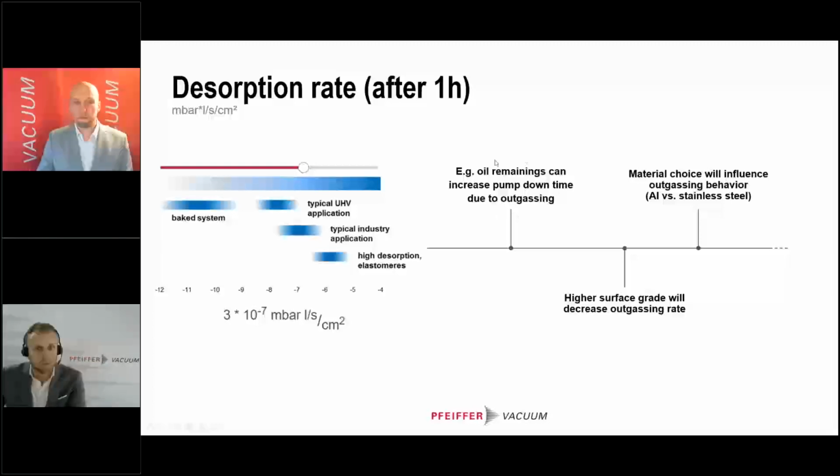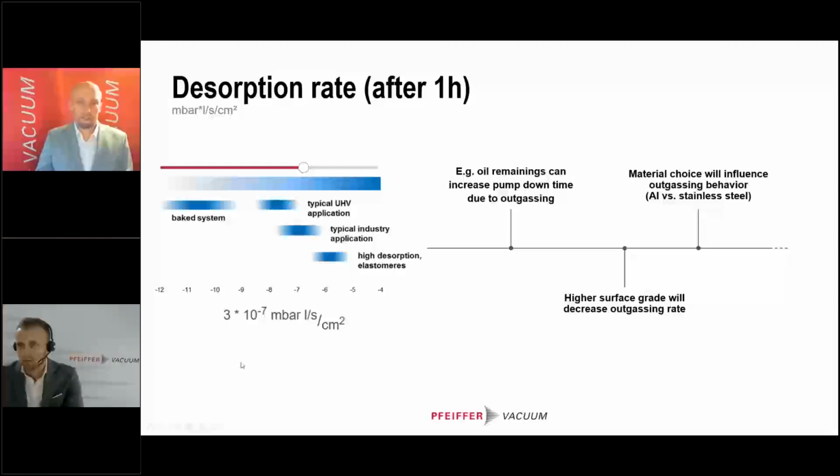What we've also mentioned before, oil remainings can increase your pump down time due to outgassing, and so can the choice of your filler material. What you can improve further, if you see a big surface problem here, is a higher surface grade, which will decrease the outgassing rate. For example, if you have a standard stainless steel surface, you can improve it when you electro polish it or glass bead polish the surface. So these surface grade increases will decrease the outgassing rate and will improve your pump down time.